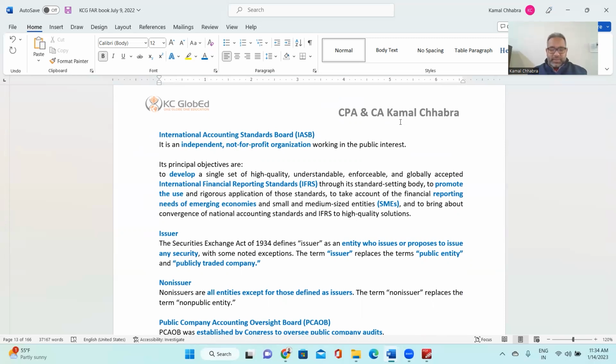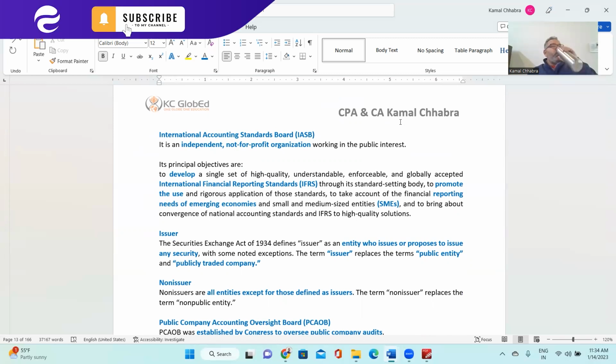Now the next definition is IASB, the International Accounting Standards Board. It is also an independent body, a not-for-profit organization working for public interest, and its principal objective is to develop a single set of high quality, understandable, enforceable, and globally acceptable international financial reporting standards. That is called IFRS, through its standard-setting body.